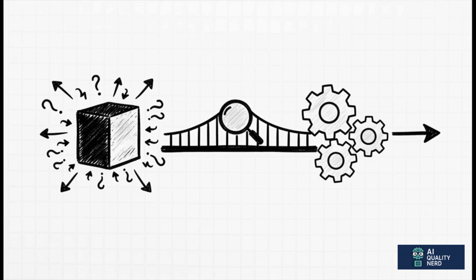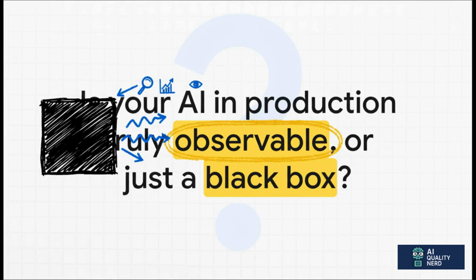So at the end of the day, here's the bottom line. Observability is what takes that unpredictable black box and turns it into something that delivers consistent, measurable value. It's the essential bridge you have to cross to get from a cool prototype to a successful product. So I'll leave you with this one last thought. Your AI is running in production right now. Ask yourself, is it truly observable, or are you just flying blind with a black box and an API?